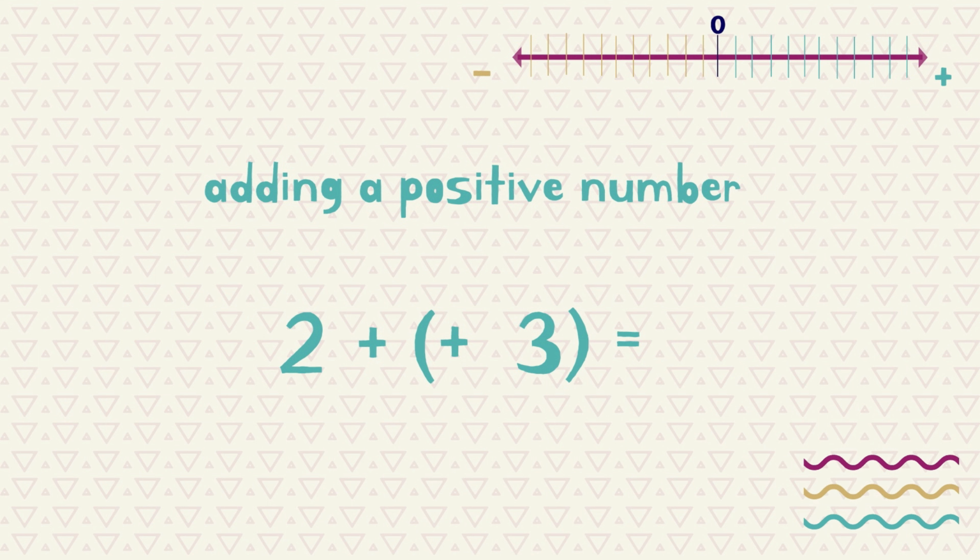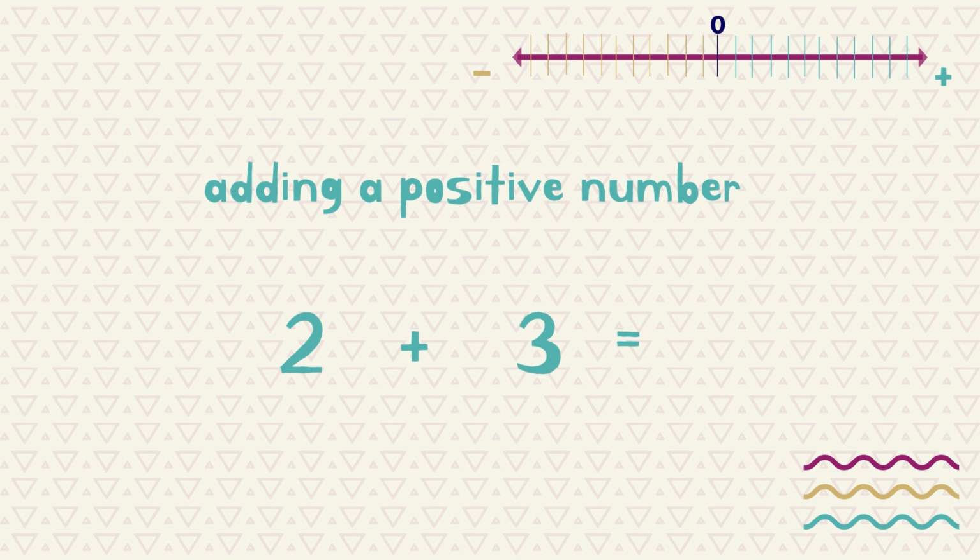In this example we are adding a positive 3 to the number 2. Sometimes the number may or may not be shown with brackets. As we are adding a positive number, we are essentially just adding. So the rule is that when we have 2 plus signs together, we can just change this to a single addition sign. So why is this?